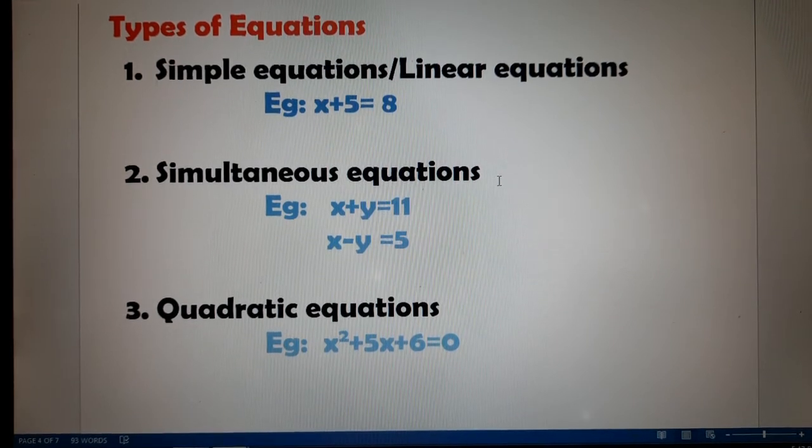Quadratic equations. Now look at the example given. x squared plus 5x plus 6 equals 0. It is an equation containing a variable with its highest degree of 2. Right. Now dear children, you have a brief understanding about types of equations. From this, today you will learn about simple equations.